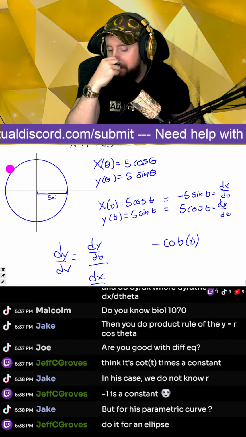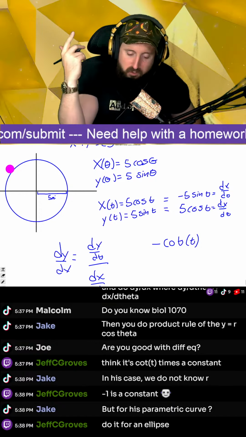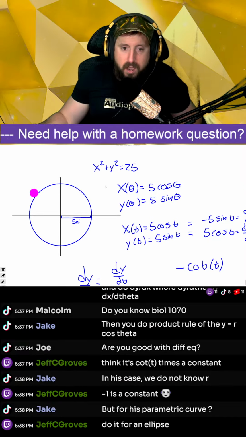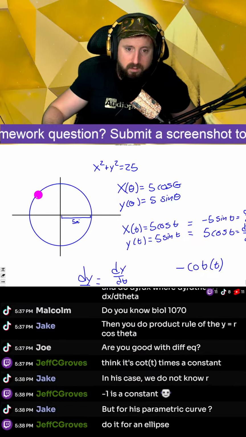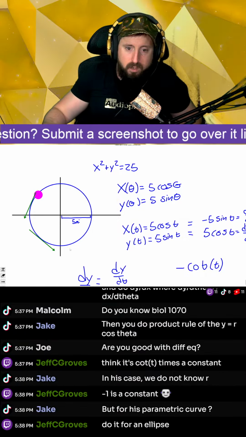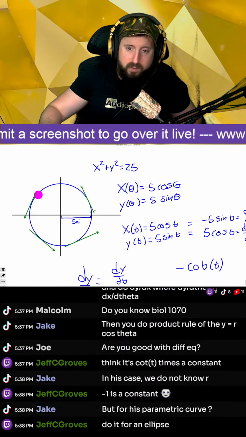Oh, I see. Oh, so this is cool. Do you see this, River? I can now calculate what the tangent line is anywhere along this circle. Oh, that's cool.